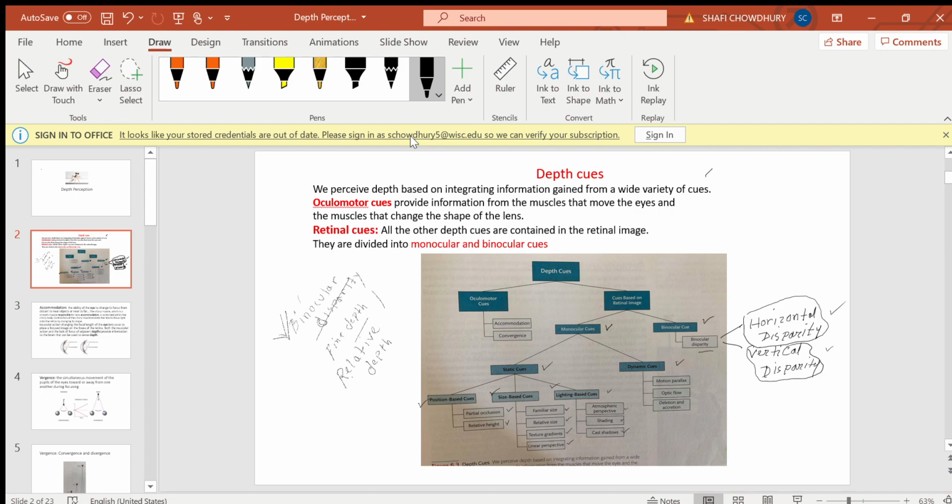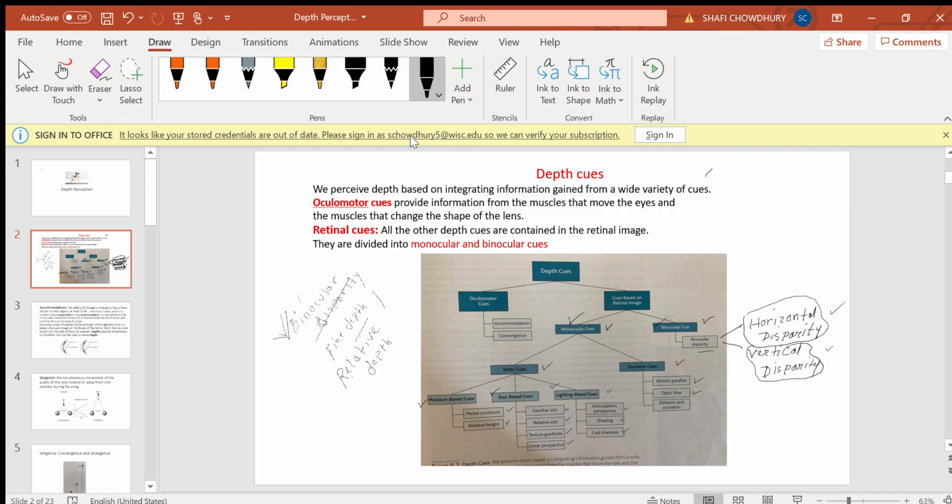So you see many cues belong to the monocular cues. You don't need both eyes to perceive the depth by processing these monocular cues. Binocular cues only include horizontal and vertical disparity. Now dynamic cues, we already talked about these in one of our last lectures, that motion parallax gives us very good information about the distance.